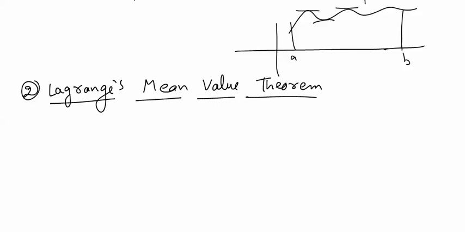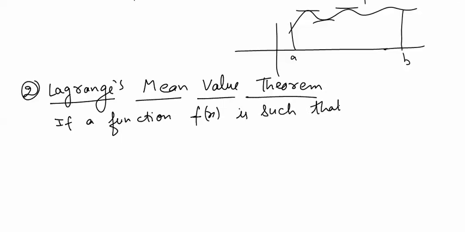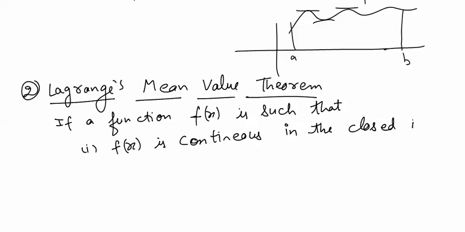Now what does Lagrange's mean value theorem say? Let us understand the statement. If a function f(x) is such that, first, f(x) is continuous in the closed interval [a, b].